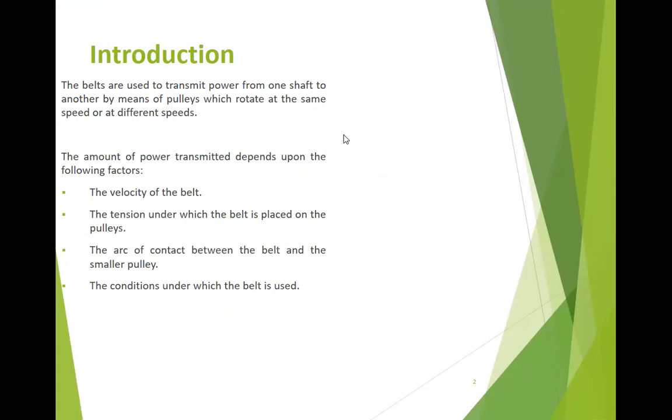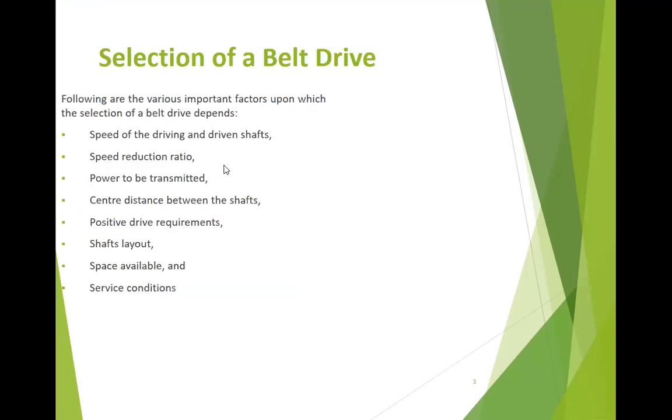So the amount of power transmitted depends upon the following factors. One is the velocity of the belt. Then two, the tension under which the belt is placed on the pulley. And three, the arc of contact between the belt and the smaller pulley. And four, the conditions under which the belt is used, environmental, or ambient. Kung madumi, malikabok, so siyempre, yun na yung belt mo.